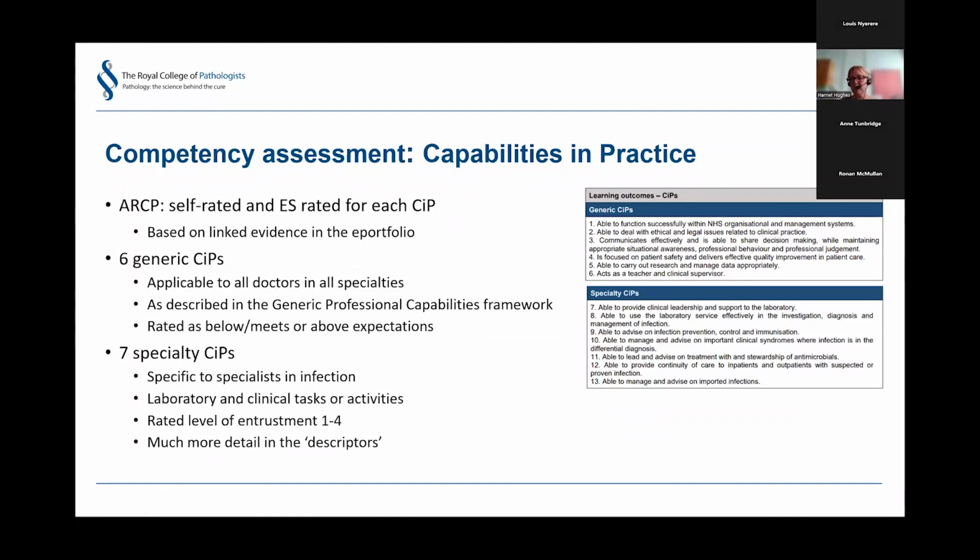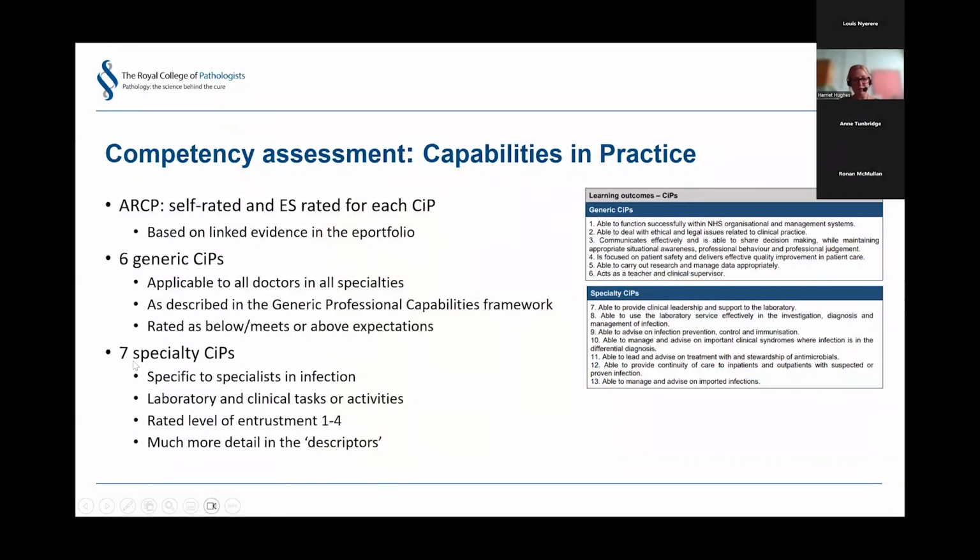And for those, you are rated as below, meets or above expectations. You rate yourself, and your ES rates you based on the evidence, and over your training, you will progress to be meeting or above expectations for all of those to achieve your CCT.